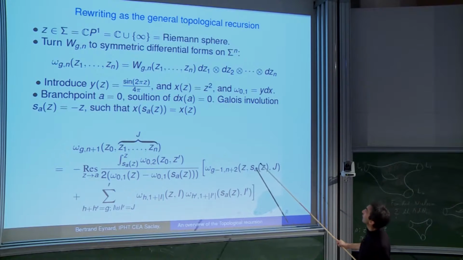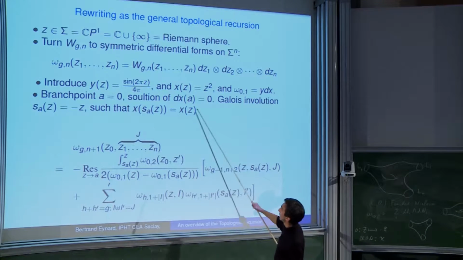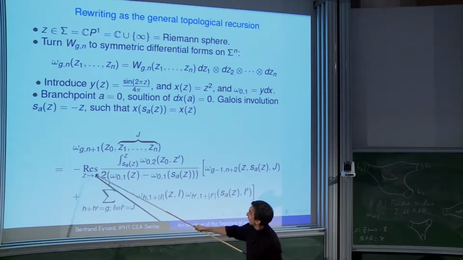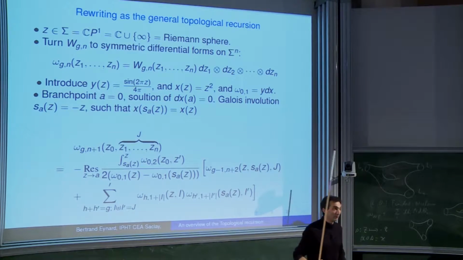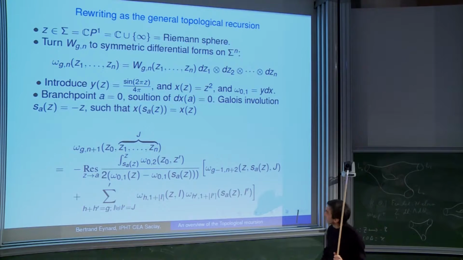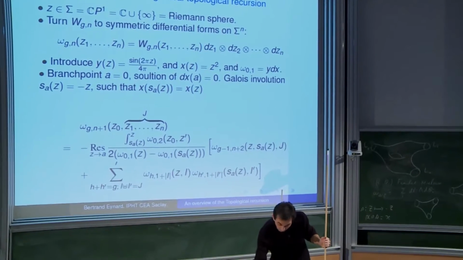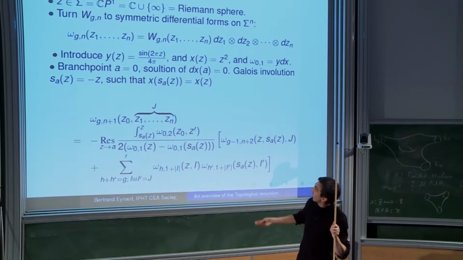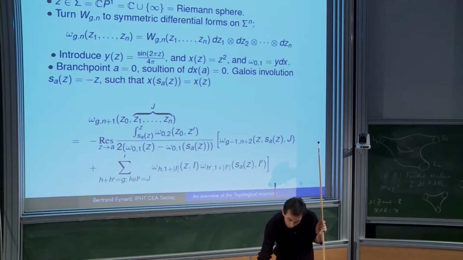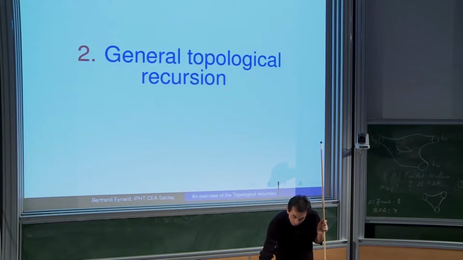The S would be the solution of this equation. The places where we take residues are the zeros of dx and all that. So this is the general situation. So we have turned Mirzakhani's recursion into a specialization of the general topological recursion.